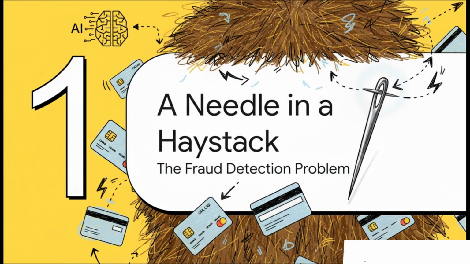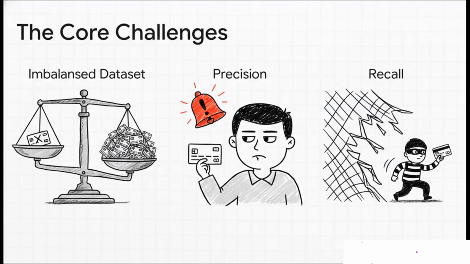So this whole needle in a haystack thing creates some very specific headaches for any system that's trying to automate fraud detection. Here's the deal. We're up against three main challenges. First, the data is what we call imbalanced. Almost everything is normal, and fraud is incredibly rare. Second, we need really high precision. That just means we can't be constantly flagging your legitimate grocery run as fraud and blocking your card. That would be super annoying. And third, we also need high recall, which means we have to catch as many of the actual bad guys as we possibly can. It's a really tough balancing act.